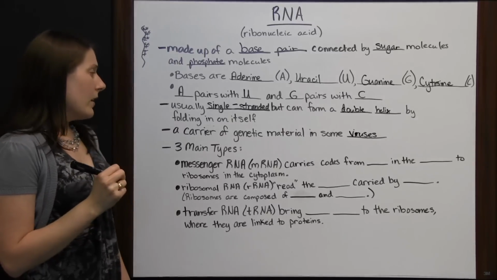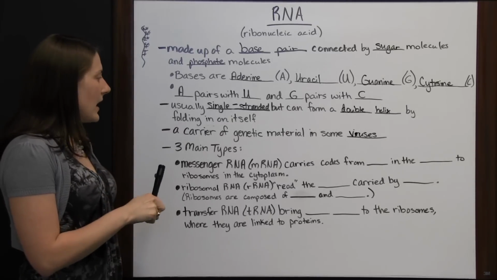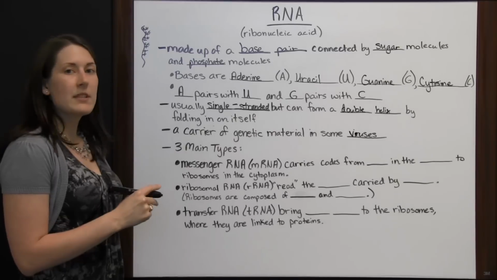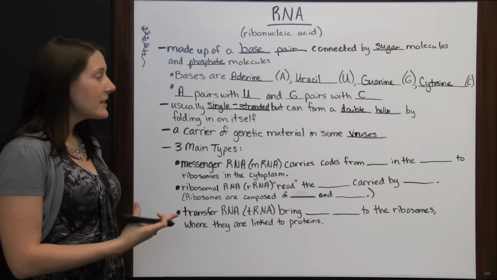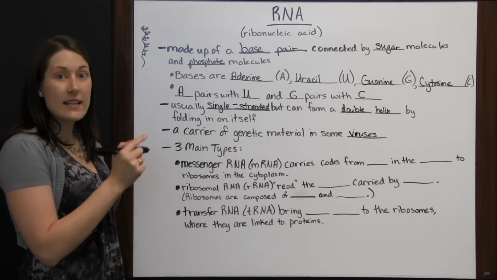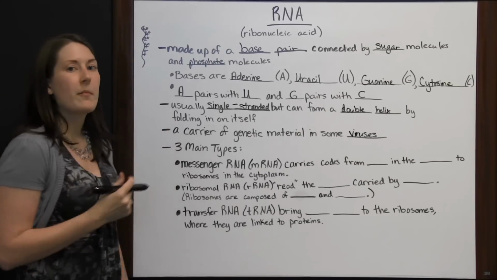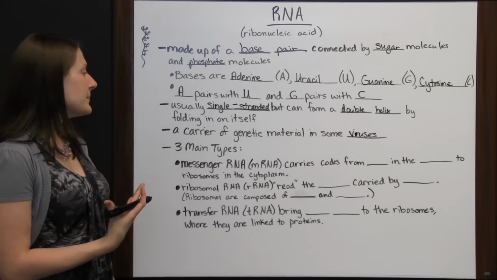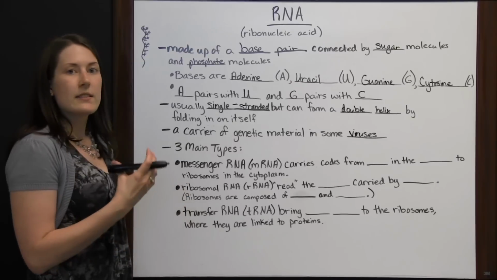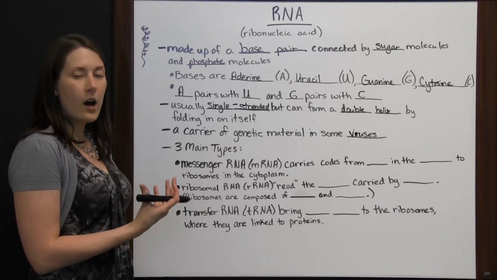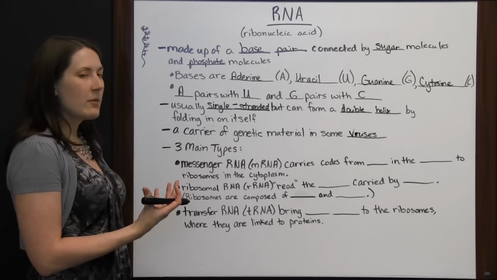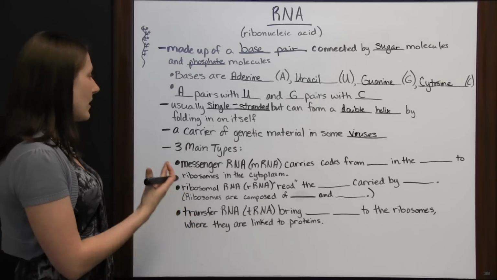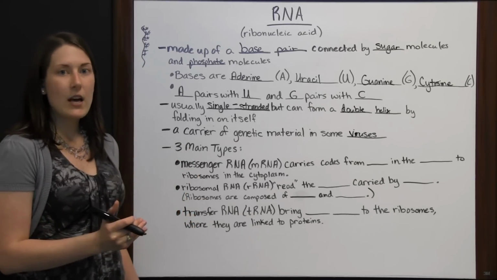So, in viruses, RNA can carry the genetic material, and a lot of times, if it's a more complex virus, you'll have RNA that is a double helix. It has formed a more complex structure to carry genetic material for the viruses. In most cells, DNA is what's holding all of the genetic material, but RNA is what kind of moves it around the cell. So let's look at the three main types of RNA.